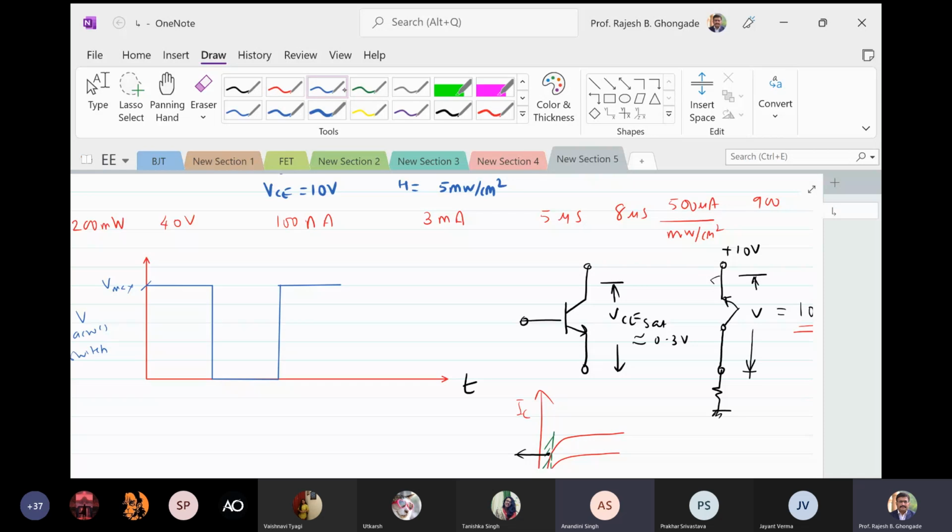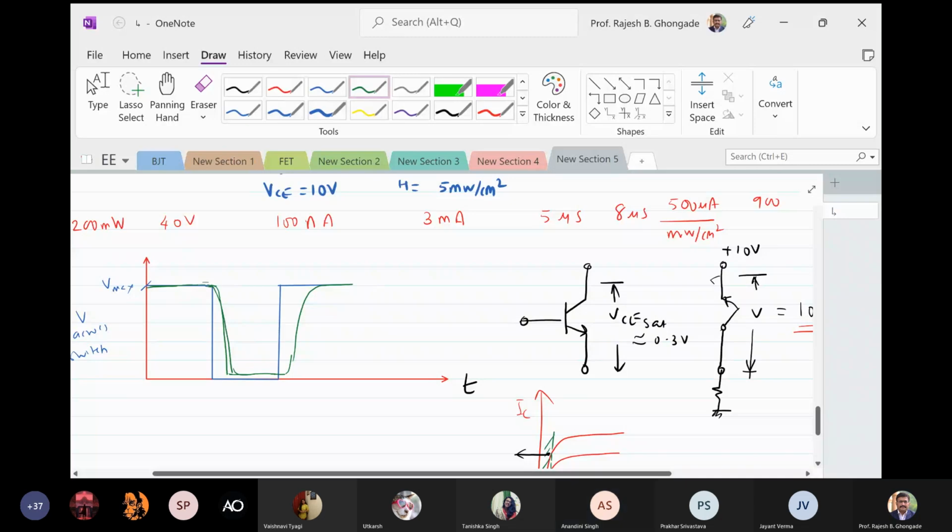ट्रांजिस्टर के केस में क्या होता है कि you have this VCE max and then it doesn't suddenly switch off. Even if I try to switch it off, it will take some time to switch off. फिर यहाँ पे जाके V saturation को जाएगा वो, and if I switch it on, it will again take some time for me to switch on. So ये practically ऐसे होता है.